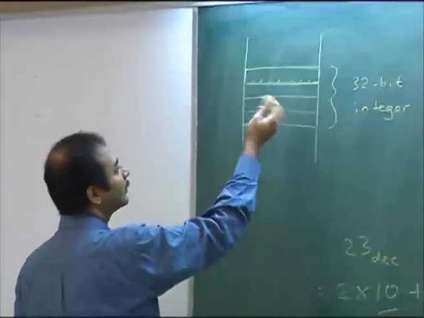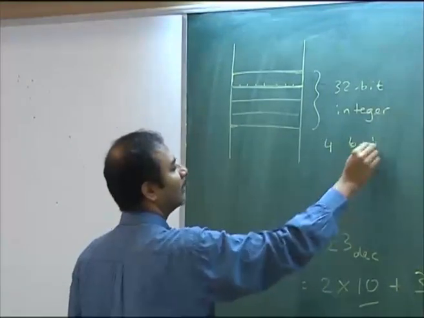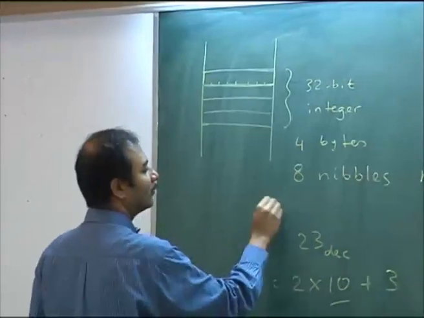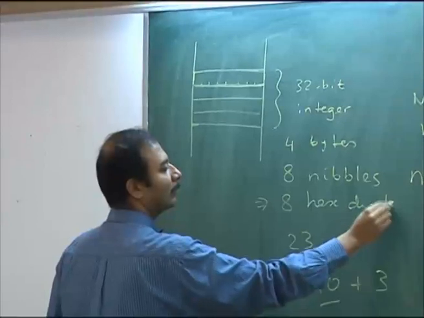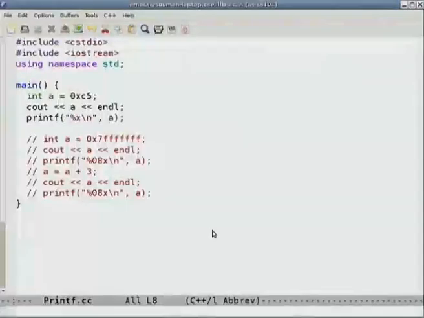And therefore, a 32-bit integer has 4 bytes, or it has 8 nibbles. In other words, it has 8 hexadecimal digits. So all standard integers in C and C++, which are 32 bits wide, have an 8 hexadecimal digit representation. So suppose I want to print out to a field width of 8 and print all the leading zeros if necessary. That will help us understand numbers a bit better.